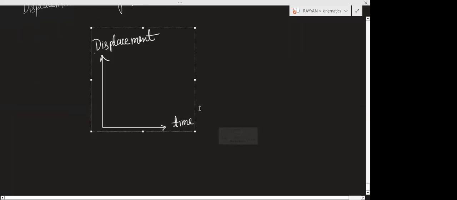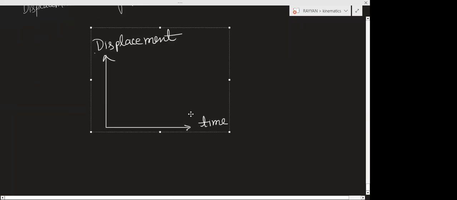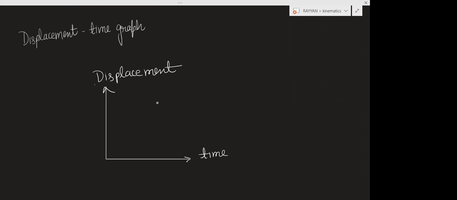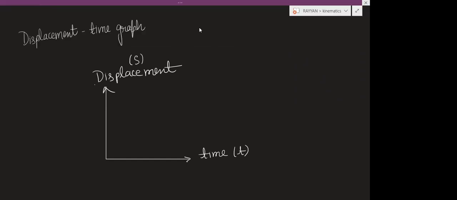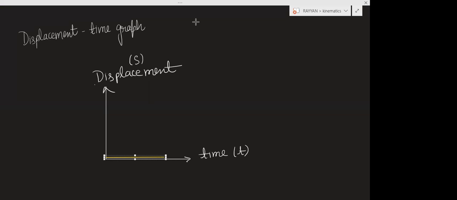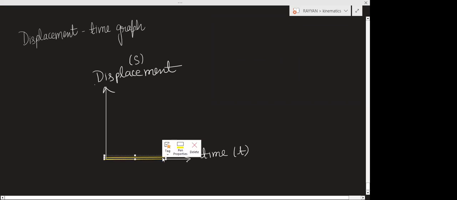Okay. So first type of displacement time graph. I will represent displacement with S and time with small t. So first type of graph we have is this. This type of graph means the graph is lying on the time axis only.